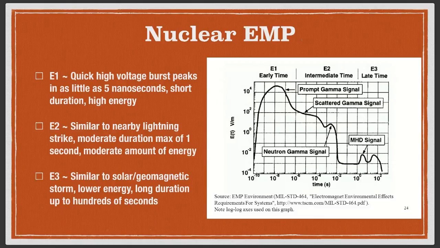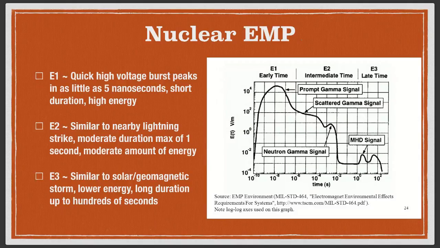And my understanding is that the bulk of the expected damage from E3 would be from overheating and damaging transformers and similar equipment on the power grid, because they've got many, many, many miles of wire in their system. And some of these extremely large transformers can take months to replace.